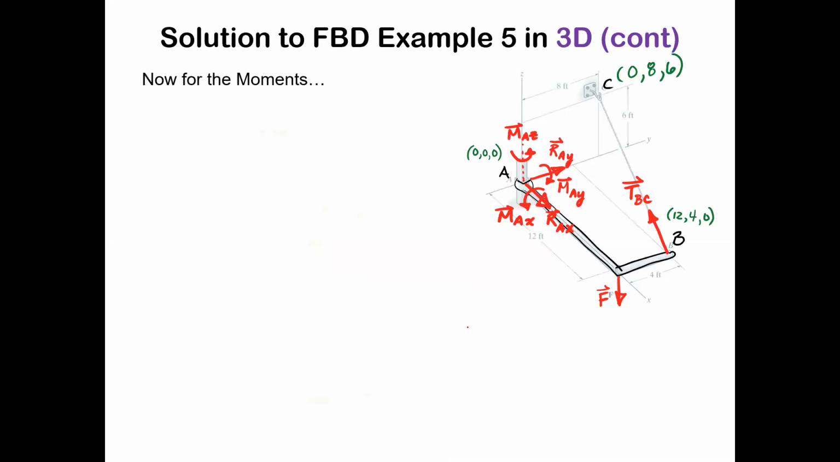You might be tempted to do the sum of the moments at A. But if you do that, you have to do this big cross product of TBC, R cross F. You have to do RAB cross TBC. If you do the sum of the moments at B, that might be a little bit easier. It should work the same either way. Let's just do the sum of the moments at B.